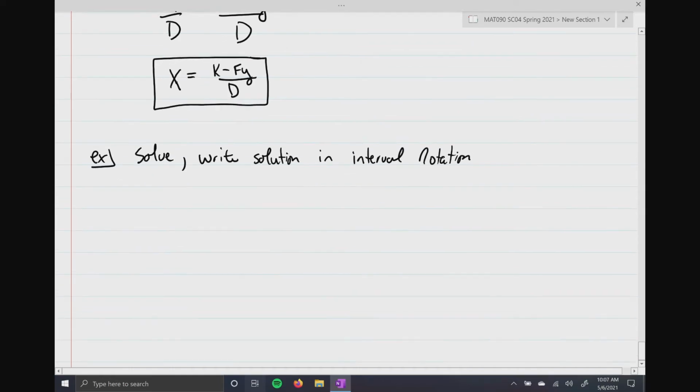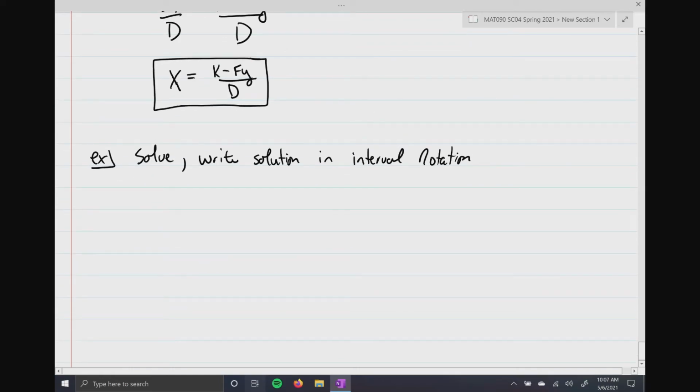We're going to solve and write the solution in interval notation. And here's our problem. So it's 4 times the quantity, x plus 2, minus 3x is greater than or equal to negative 4. And remember, we want the solution in interval notation. So this is linear. We treat it like it's linear, which means I'm going to distribute.